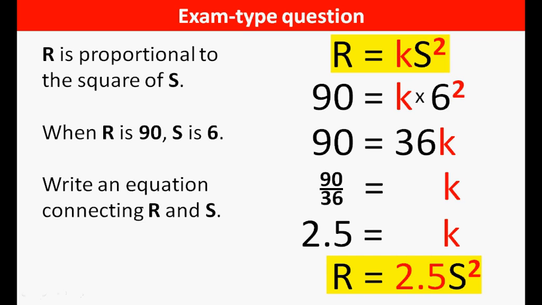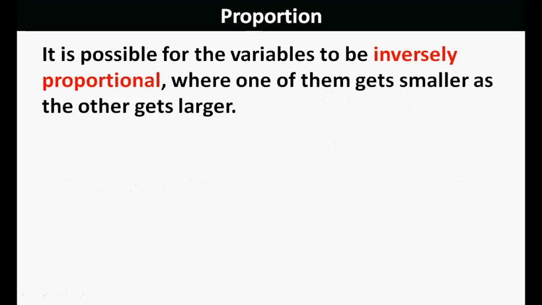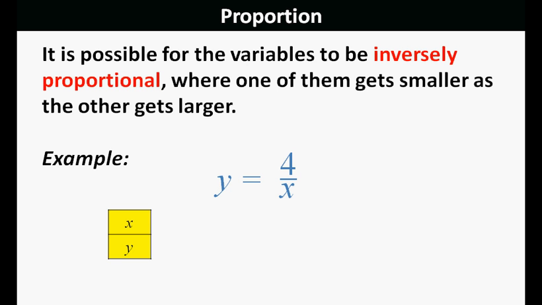Now sometimes the two things can be inversely proportional, and one of them is going to get smaller as the other gets larger. For example, y equals 4 divided by x. If we do a table of values for that, when x is 1, y is 4 divided by 1, which is 4. When x is 2, y is 4 divided by 2, which is 2. And keep calculating those. Then you can see as the x's go up, the y's get smaller because we're calculating the y's from dividing by a bigger number every time.